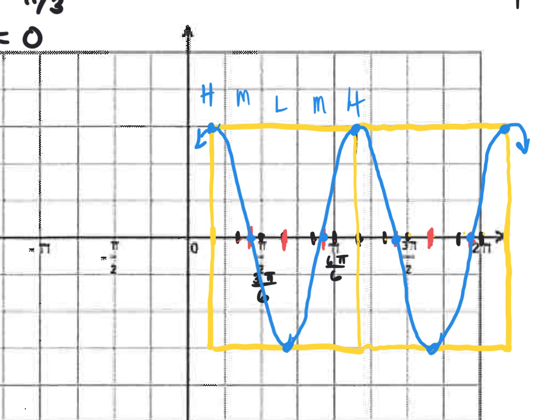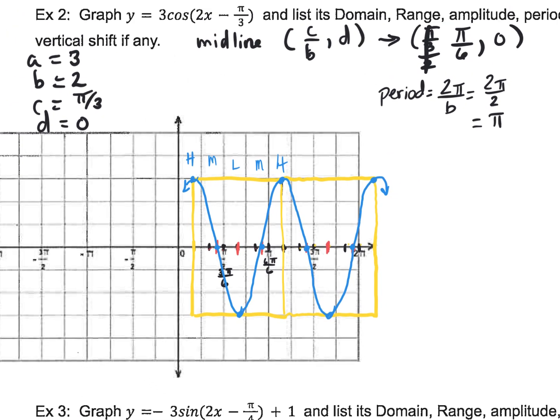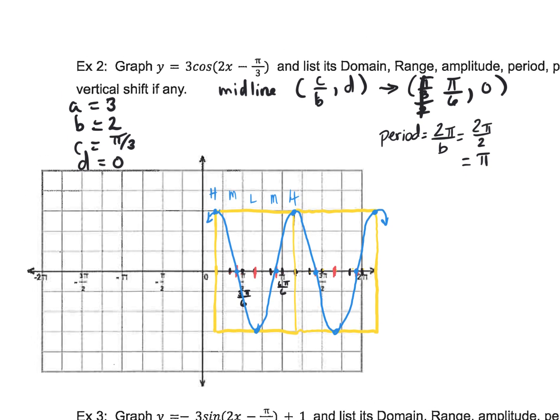Now, once we've got our graph done, let's list all of our pieces that we don't have yet. Domain of this thing. Getting the feeling it's always going to be all real numbers for sine and cosine? Yes. Range, from the minimum to the maximum. What's the min? -3. Yep, down here, -3, and the max is at 3. Amplitude, 3. Period, we've already got. Pi.